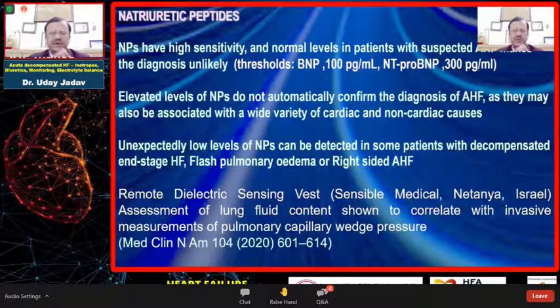The natriuretic peptides, which we commonly use, have two very important aspects for our clinicians and physicians. A normal level with a suspected acute heart failure makes it absolutely unlikely that these patients have heart failure. The elevated levels, though, do not necessarily confirm that there is heart failure, and there can be a wide variety of cardiac and non-cardiac causes, as you are all aware. What is important to remember, you can have unexpectedly low levels of the natriuretic peptides in patients with decompensated end-stage heart failure, fresh pulmonary edema, or right-sided heart failure.